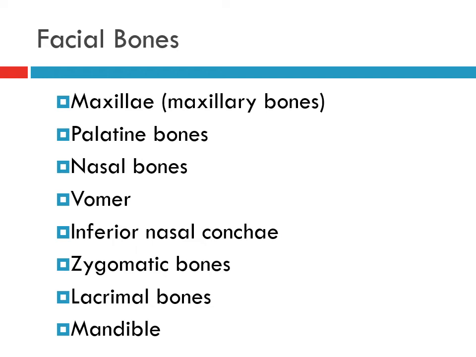So that concludes our cranial bones. We're going to move on to facial bones. So facial bones, you have 2 maxilla or maxillary bones, 2 palatine bones, 2 nasal bones, 1 vomer, 2 inferior nasal conchae, 2 zygomatic bones, 2 lacrimal bones, and 1 mandible. So that is what makes up the facial bones.